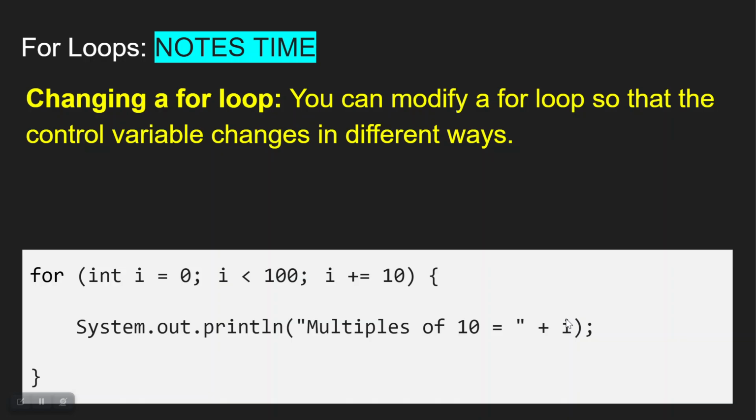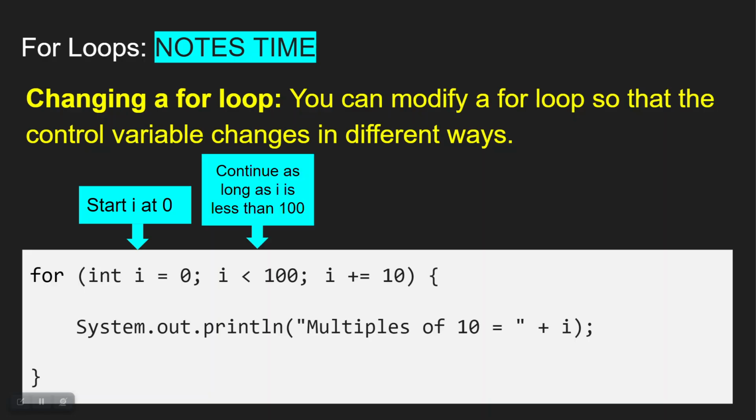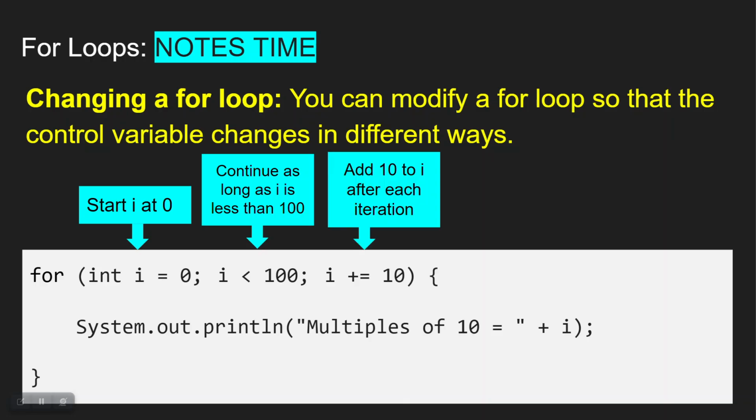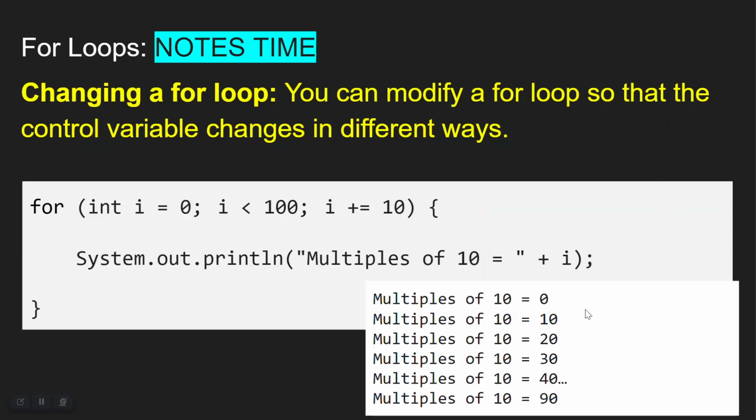When it gets to 100, when it adds another 10, this is no longer going to be true, so it'll print 0 all the way up to 90. So again, we're starting at 0, and continue as long as i is less than 100, and then add 10 to i after each iteration. So we're going to start at 0, and we're going to count all the way up to 90. So there you go. Again, 0 multiples of 10 equals 0, then 10, then 20. It does that all the way up to 90, and then that one would be done.